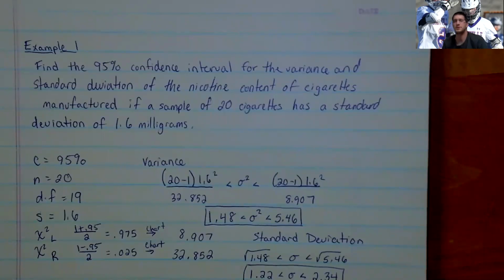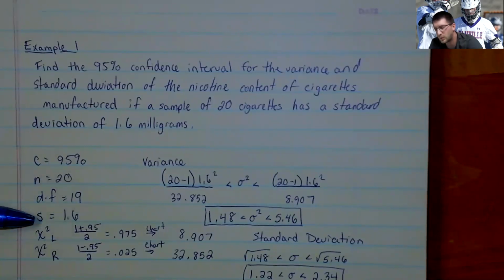So I like to go through and just identify what I have, right? I'm given this 95% confidence level. My sample size was 20. If my sample size is 20, that means my degree of freedom is 19. The standard deviation was 1.6.